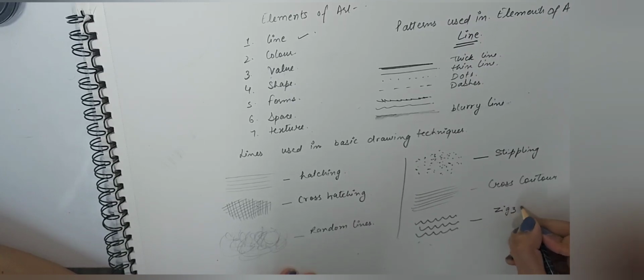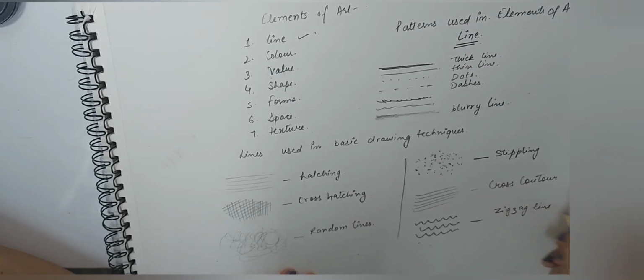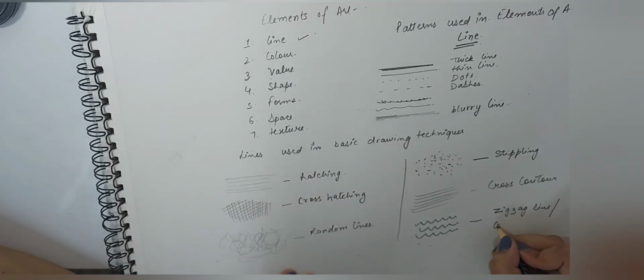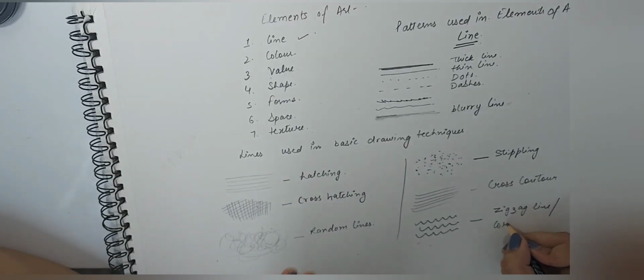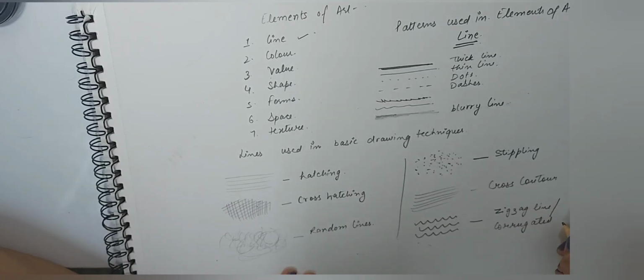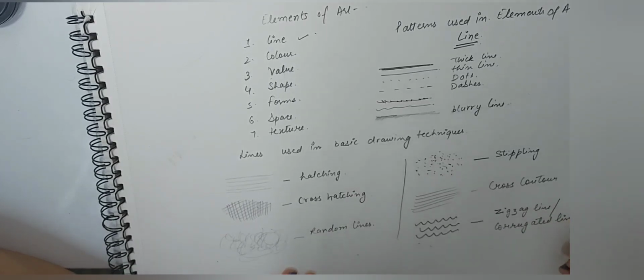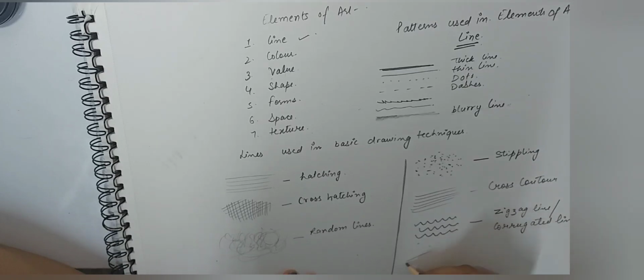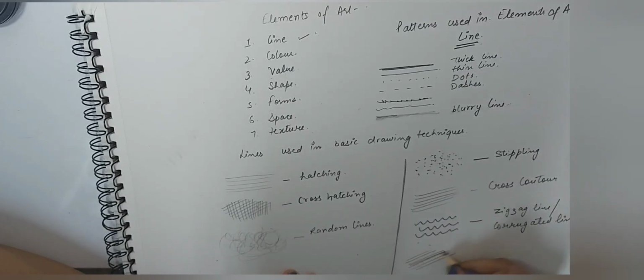There is no specific rule that we have to draw straight or in another direction like zigzag. You can draw in any direction, in any movement of the hand. That is random lines, which is the easiest one. Stippling is when we use countless dots with our pen or brush to create the value of the drawing. Then there is cross contour.